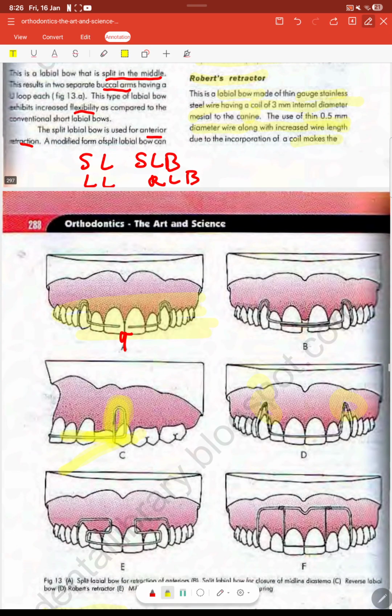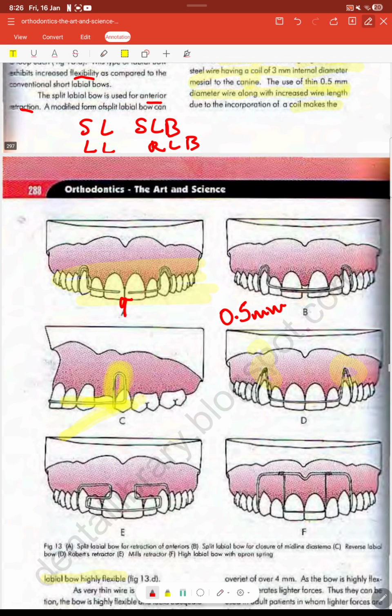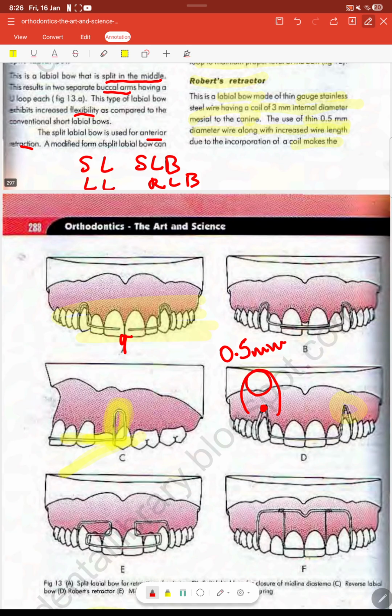These are made up of 0.5 mm wire in diameter, with increased wire length due to incorporation of a coil. Can you see, this is a coil. This is how it will go. It's going to coil over and come out. So that is how the Roberts retractor looks.